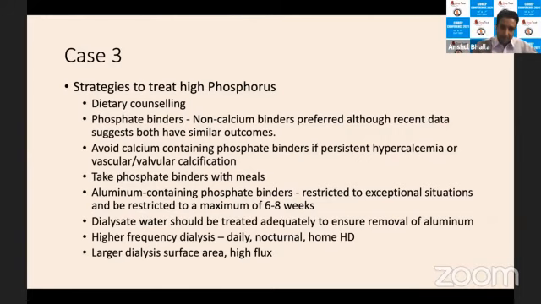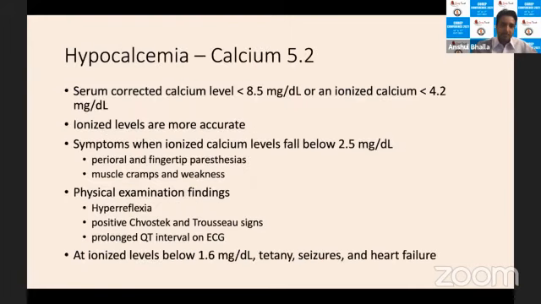Aluminum-containing phosphate binders are very effective, but they have side effects. So we should not use them unless phosphorus is very high and none of the other binders are working, and the use should only be restricted to 4 to 6 weeks. Dialysate water should be checked for aluminum, and frequency of dialysis. So the amount of dialysis can really affect phosphorus removal. So we should consider daily, nocturnal, or home hemodialysis, or we can consider increasing the time or increasing the dialysis surface area or using high flux dialyzers.